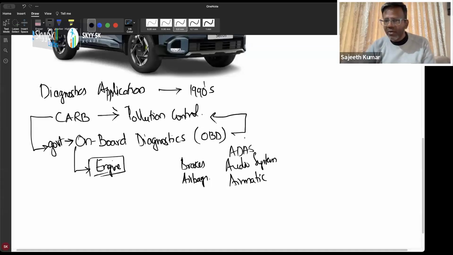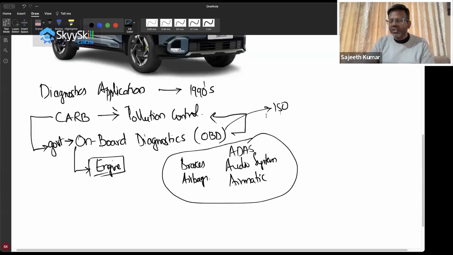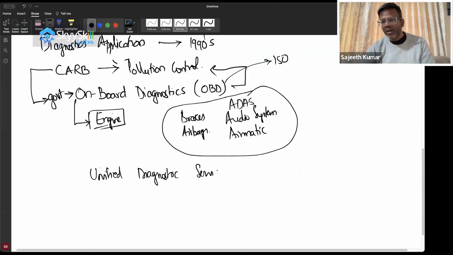But unfortunately, they could not cover this under OBD because OBD happens to be an ISO standard. It's a standard. You cannot just simply go change it. So there are other systems present in the vehicle which manufacturers wanted to control, and that was not being covered by OBD. So they came up with a new method to cover the other systems. They called it the Unified Diagnostic Services, the UDS. So UDS became a protocol. It's an ISO standard as well.